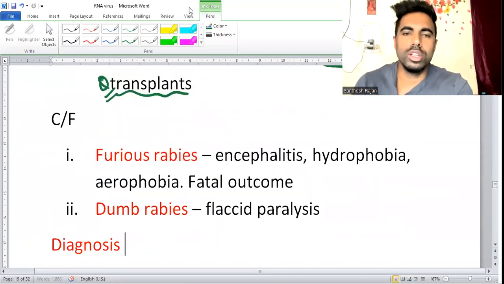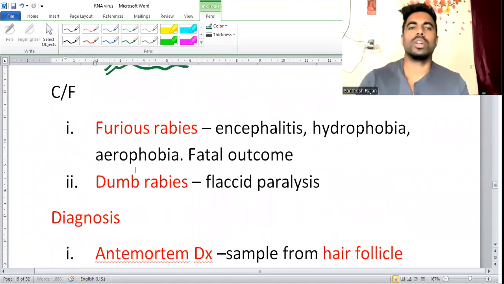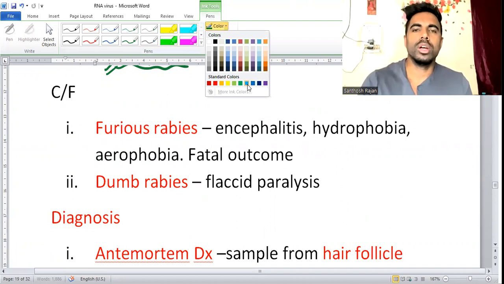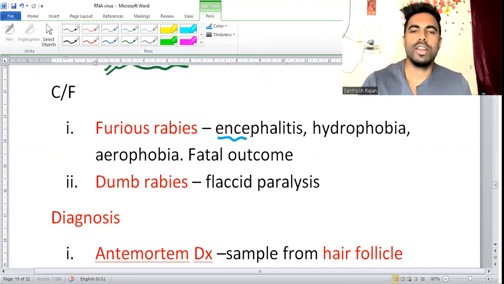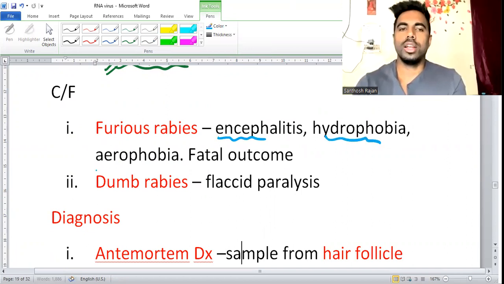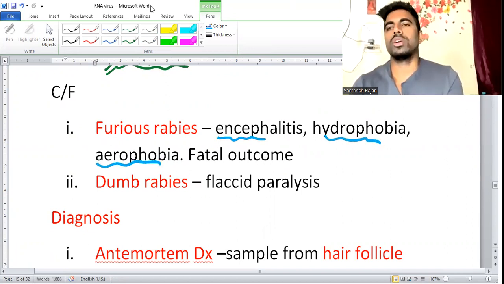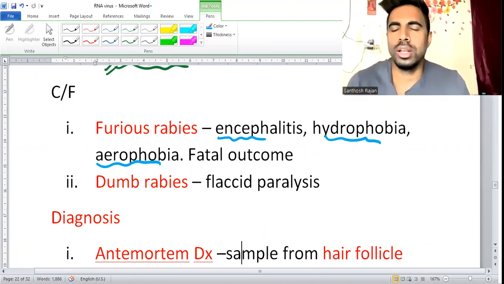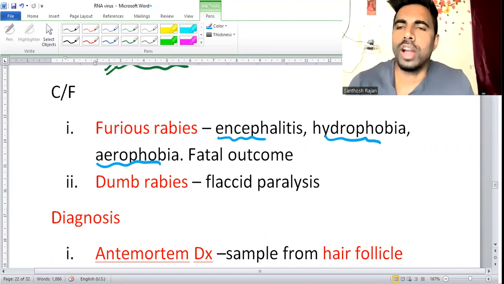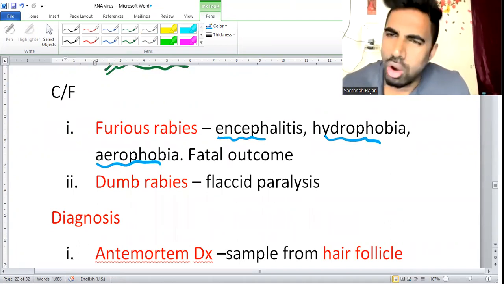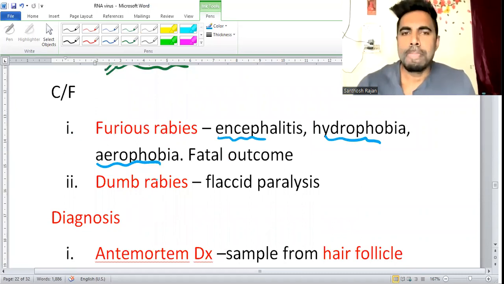Clinical features. So what are the clinical features? Typical rabies, how the rabies patient looks. They get encephalitis. They have hydrophobia and aerophobia, because they fear water, because the spasm is very high. They have spastic paralysis. The limbic system is affected. So they have hydrophobia, aerophobia, they can't breathe. It is all because of the spasms. So they are scared.